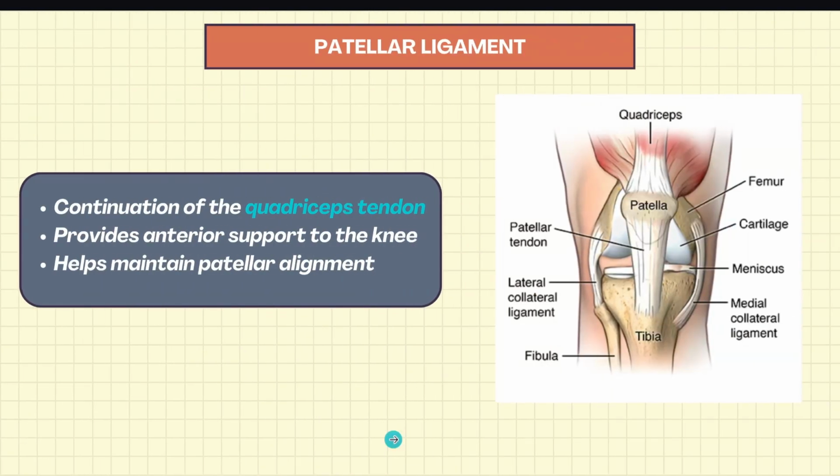Now let's start talking about the patellar ligament. You need to know that it's a continuation of the quadricep tendon, and it provides anterior support to the knee and helps maintain the patellar alignment. So you can see here, the quadricep tendon is going to continue on and give us later on the patellar ligament.